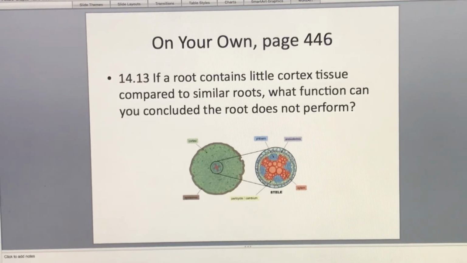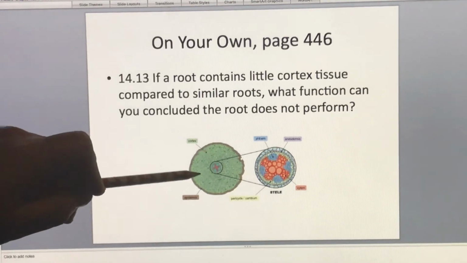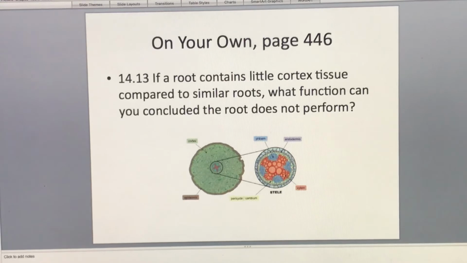Okay, On Your Own 14.13, if a root contains little cortex tissue compared to similar roots, what function can you conclude the root does not perform? In this case, they're referring to the cortex. If it's not there, the root would not be able to store substances, because the cortex is where storage would occur.